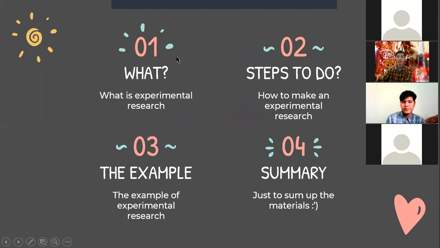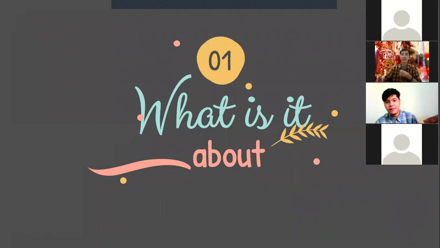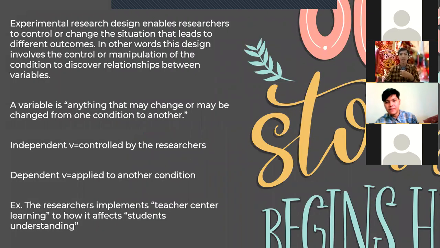So this is the summary that I can get from the article. The first one is, what is experimental research? The definition. The second one is steps to do, how to make an experimental research. The third is the example. And the fourth is the summary for this experimental research. So what is it about? Ribka, would you want to read the definition?